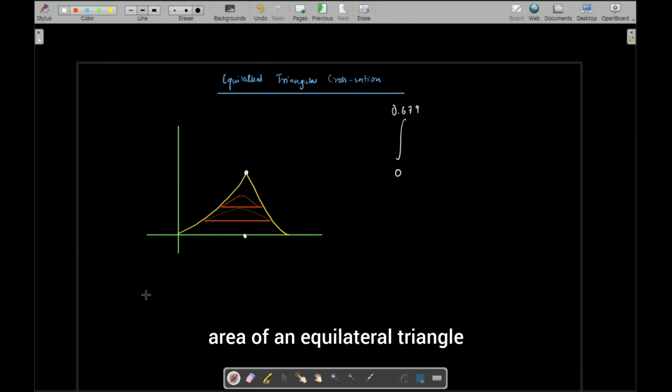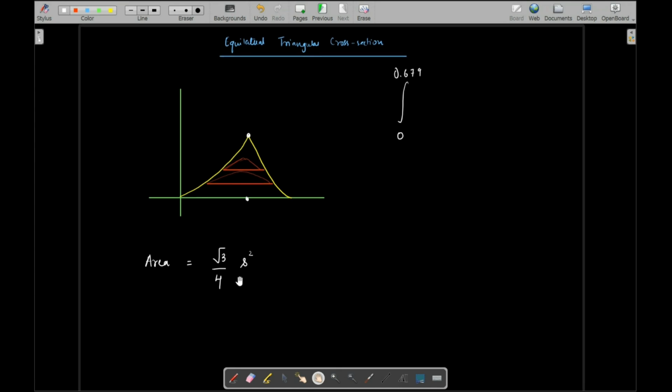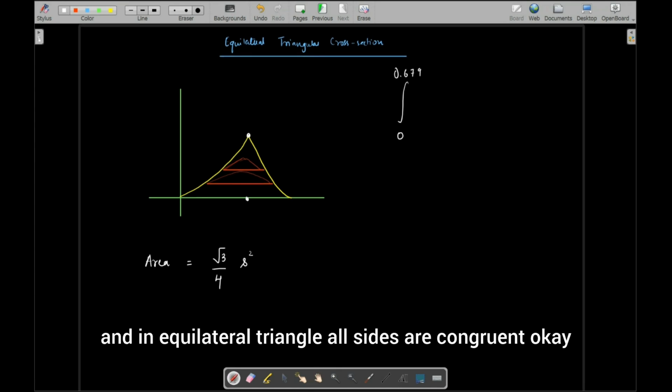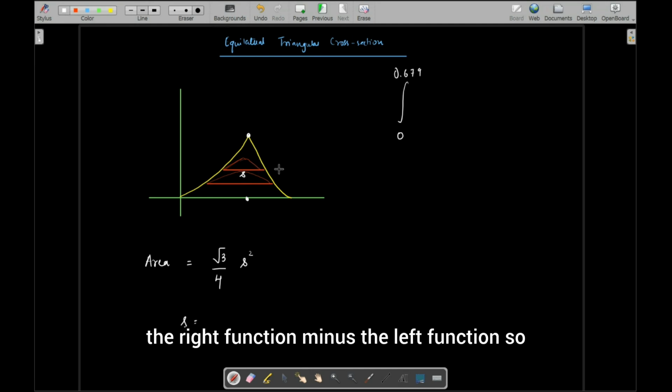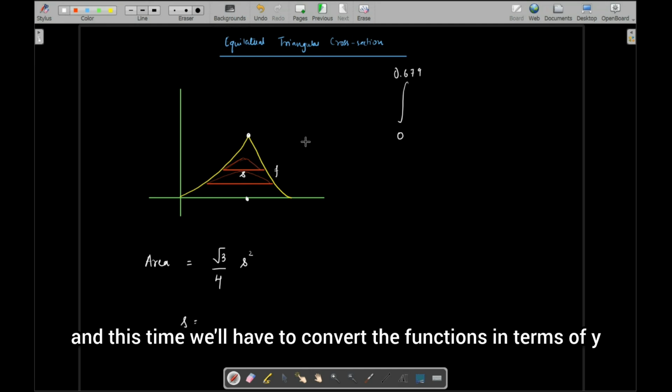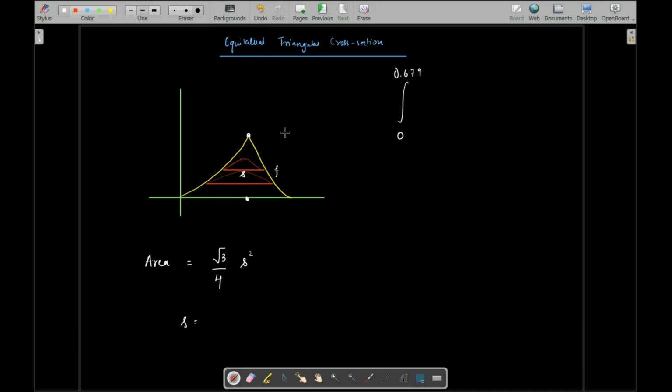Now, area of an equilateral triangle is root 3 over 4 times s square, where s is the side of the equilateral triangle. And in an equilateral triangle, all sides are congruent. So you can say this is s. Now, how do we find out s? The right function minus the left function. And this time we'll have to convert the functions in terms of y.